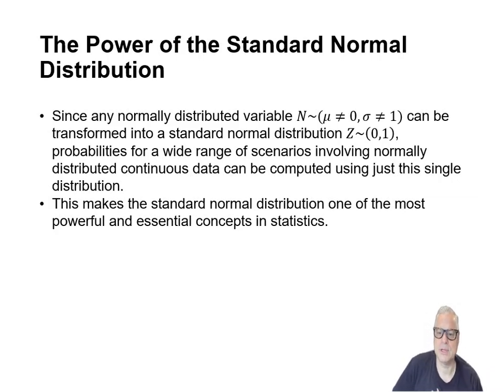Since any normally distributed variable, which has a mean that is not 0 and a standard deviation that's not 1, can be transformed into a standard normal distribution with a mean of 0 and a standard deviation of 1, probabilities for a wide range of scenarios involving normally distributed continuous data can be computed using just this single distribution that was developed by Gauss. Of course, this makes the standard normal distribution one of the most powerful and essential concepts in statistics.